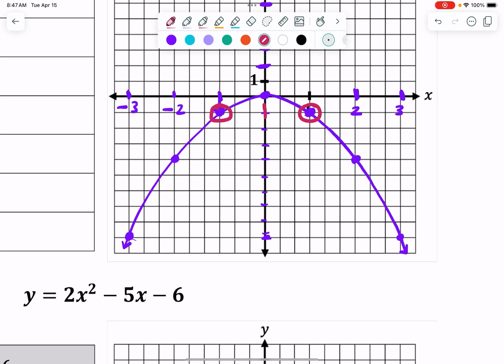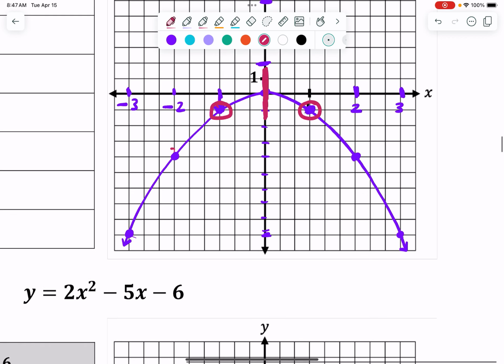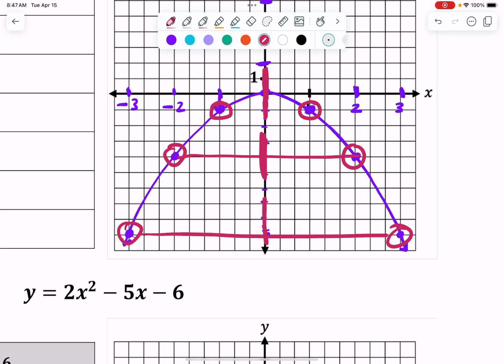So right smack in the middle of those two points is going to be the axis of symmetry, and my vertex is going to fall along that axis of symmetry. And that's true for all of these points in this case. Those two points have the same y value, and they end up being equidistant away from the axis of symmetry. Same with these last two points, equidistant away from the axis of symmetry.